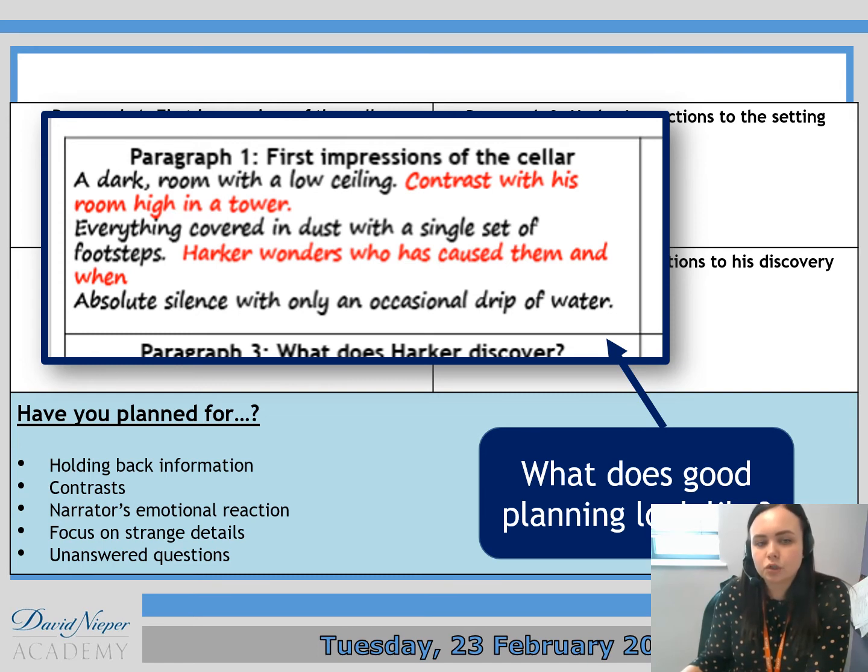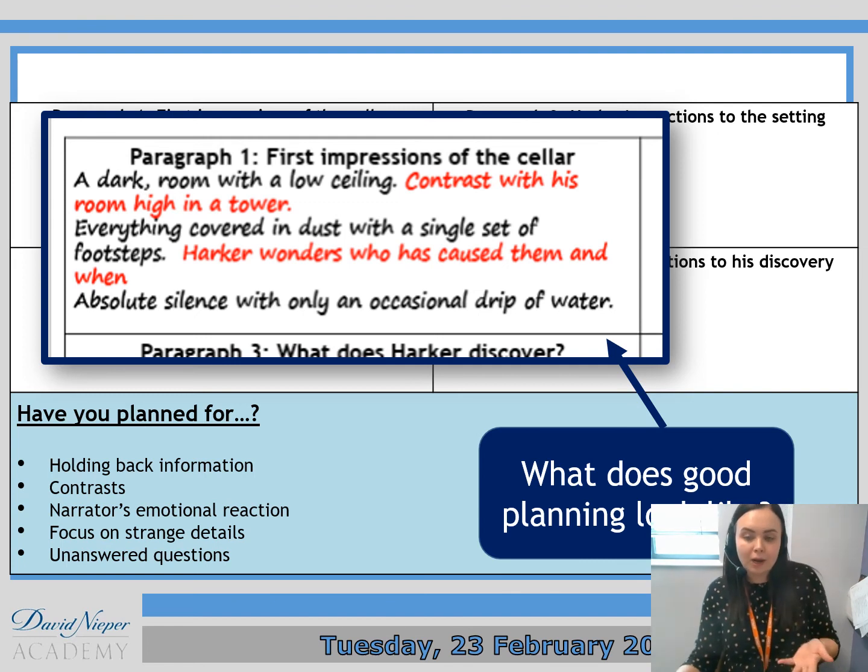Everything is covered in dust with a single set of footsteps. Harker wonders who has caused them and when. So we could think about the narrator's emotional reaction. Absolute silence with only an occasional drip of water. The black are obviously my initial ideas. The red are there when I've made a conscious decision to look at these techniques you've planned for sections and I've included them in. And good planning should be like that.